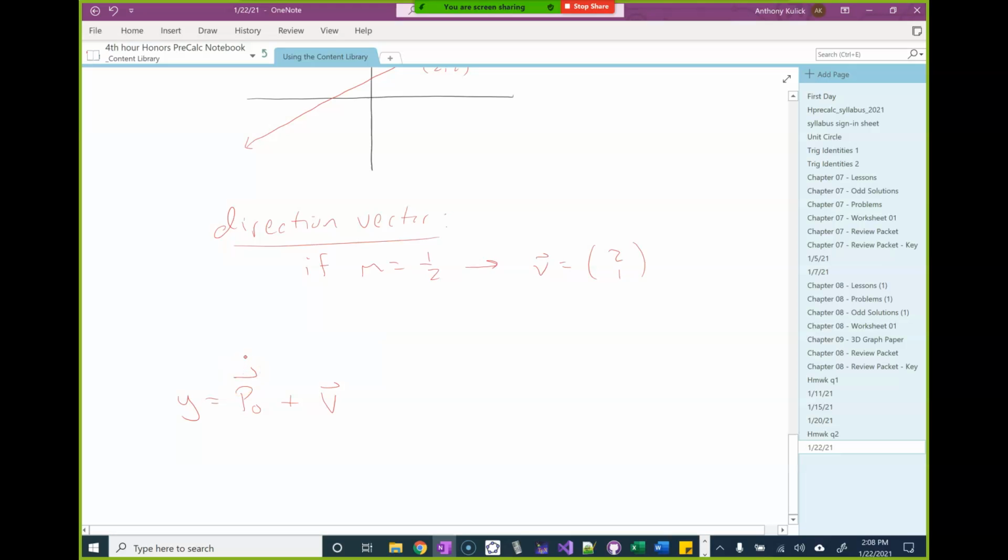Now, the issue is that vector v is like a set value. Right? So we can't really extend this. So what we'll do is we'll just tack a scalar onto that direction vector. So if t is positive, you're getting 1/2 of the line starting at that point. And if t is the opposite sign, you get the other half of the line starting at that point p.